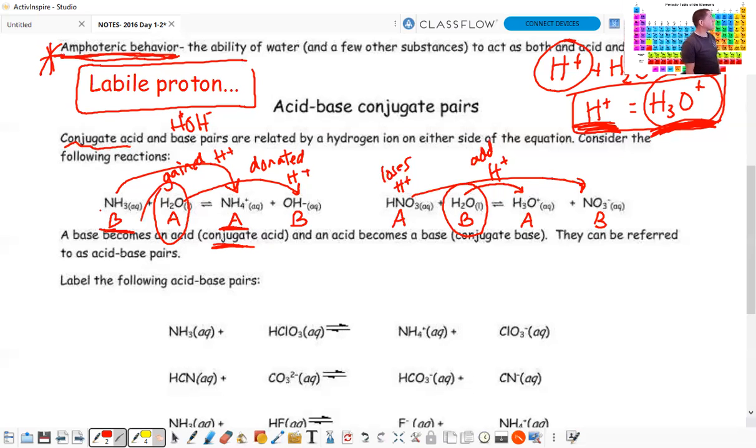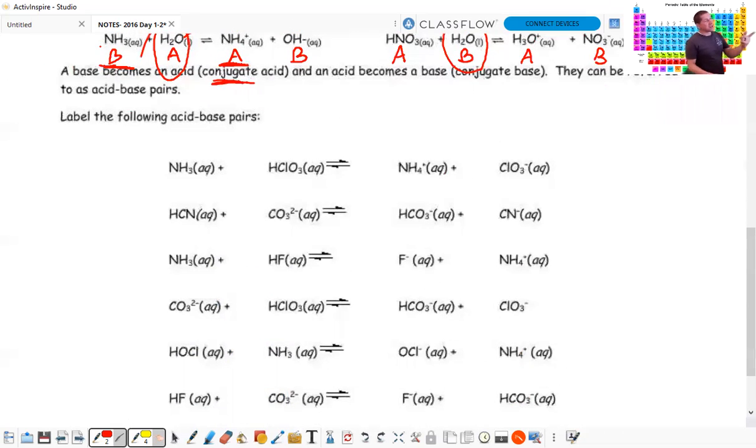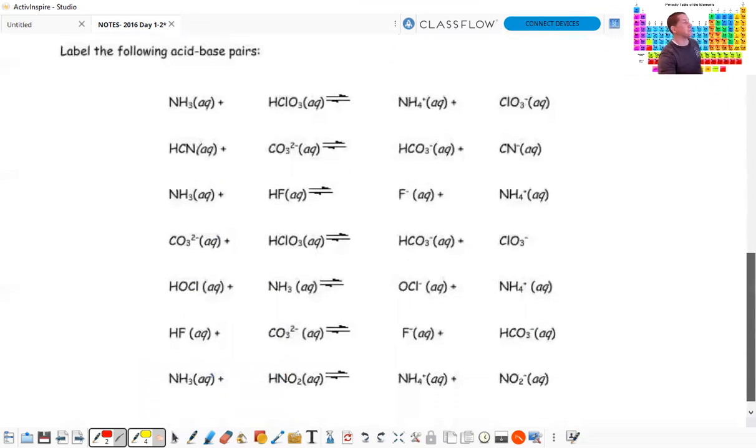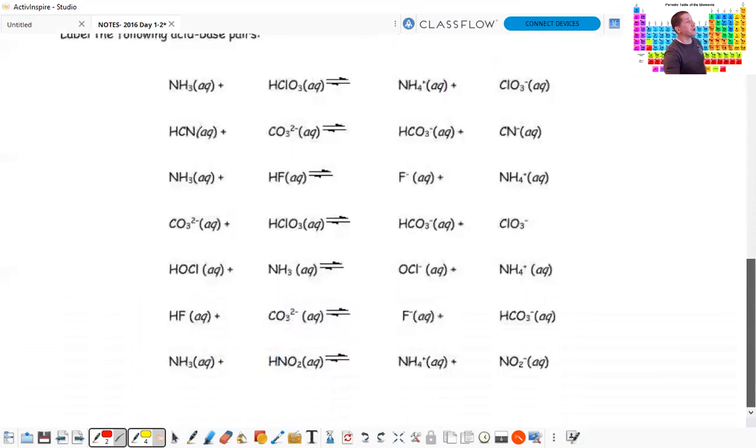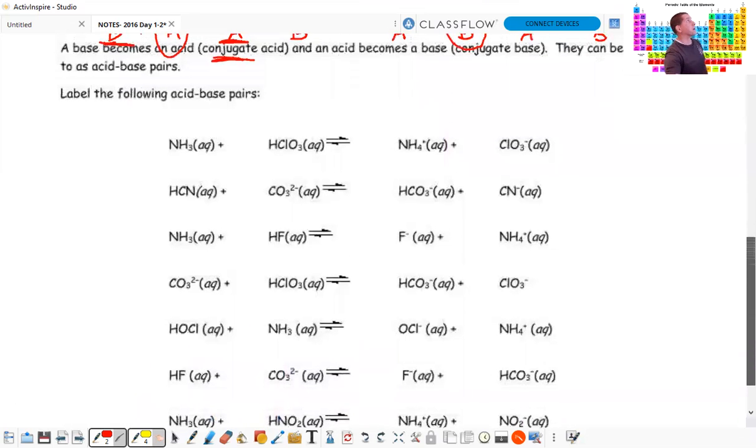It can act as an acid in the first one and lose a hydrogen, or it can act as a base in the second one and gain a hydrogen. So hit pause and try some of these. I'm going to make my way down the answers. So hit pause and see how it goes. Or even watch the first couple, then hit pause and see how it goes.